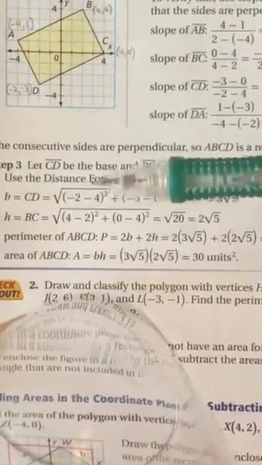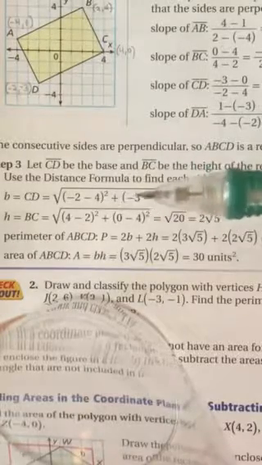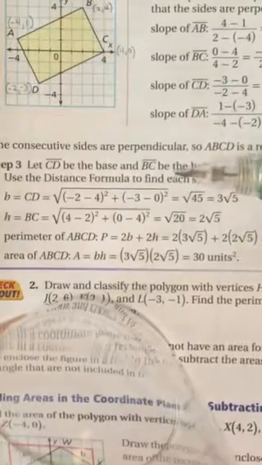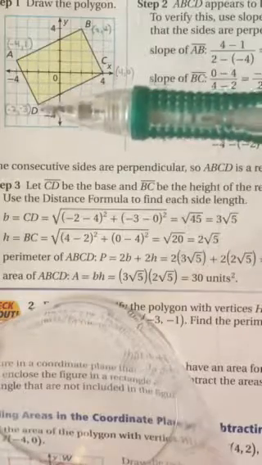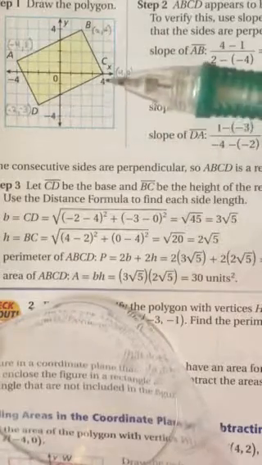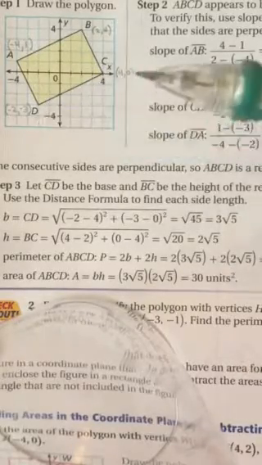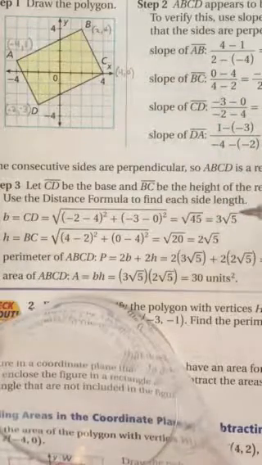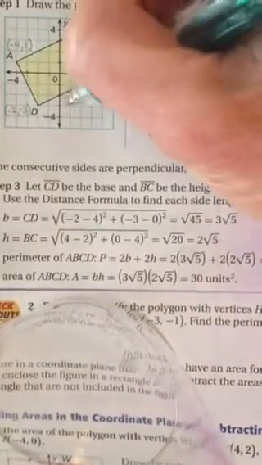So we're going to use the distance formula, which would be x2 minus x1 squared plus y2 minus y1 squared, and it's the square root of all of that. So we're going to plug in using CD. This is going to be our second point, and this is going to be our first point. So we're going to say negative 2 minus 4 squared plus negative 3 minus 0 squared, and take the square root of that. And then we're going to simplify our radical. It'll be 3 radical 5, and that is our base, or our length.